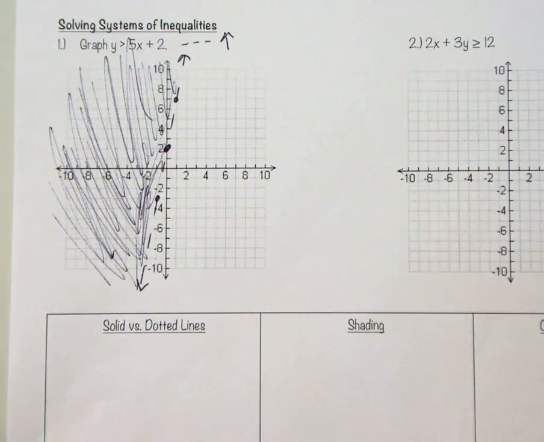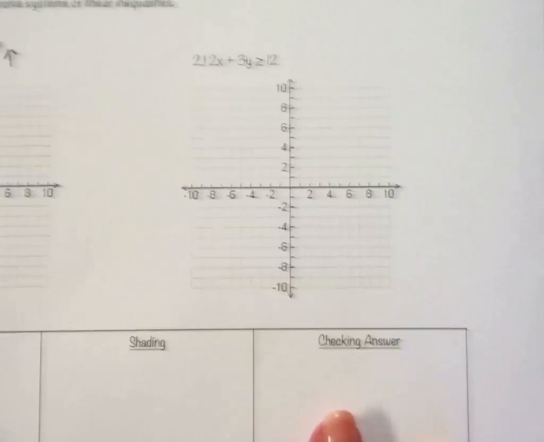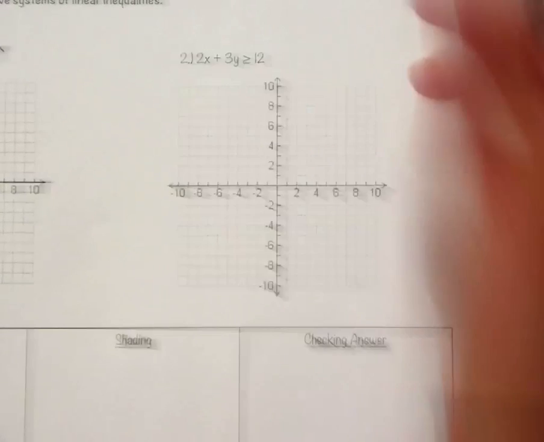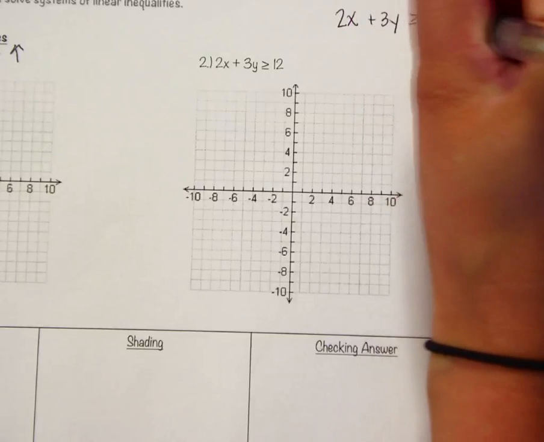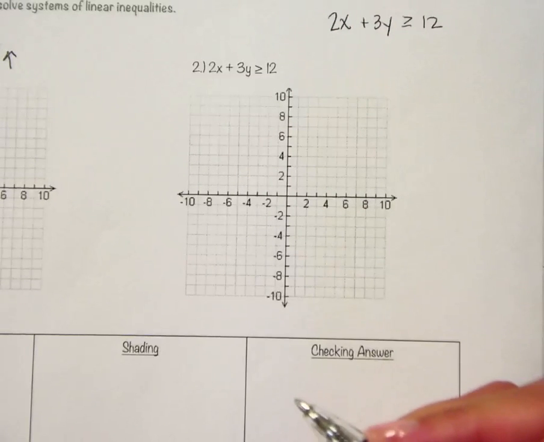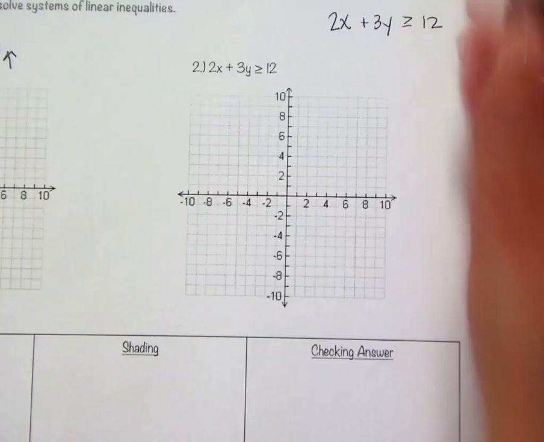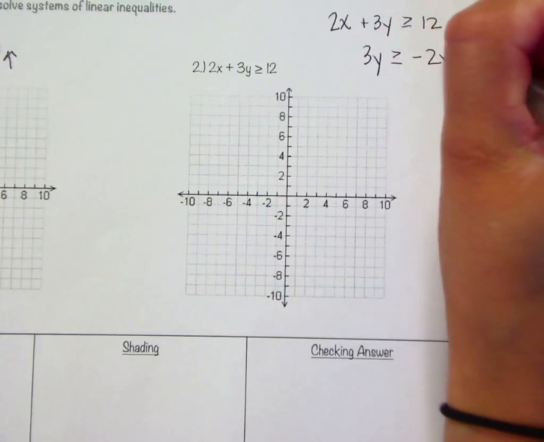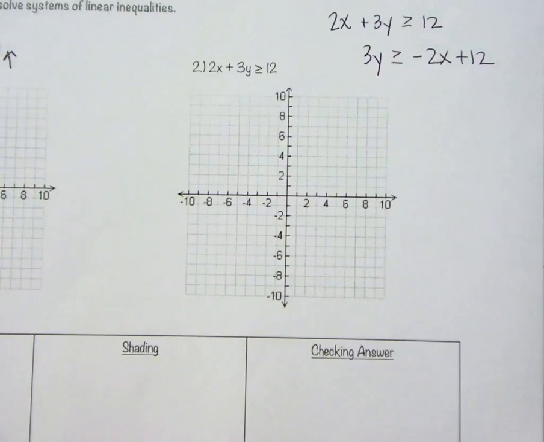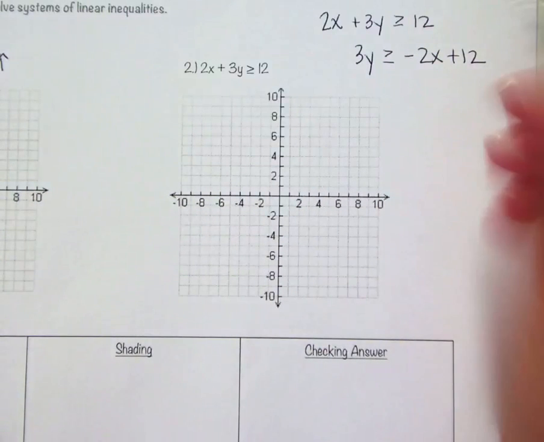All right, the next example is given in standard form. Just for a little bit more practice, let's go ahead and turn this back into slope-intercept form. This works the same way as it does with equations. So we're going to start off by subtracting 2x. And then we'll divide everything by 3.